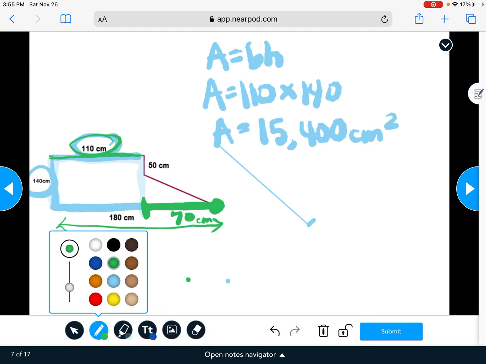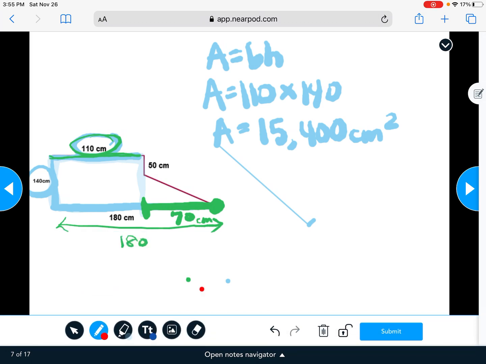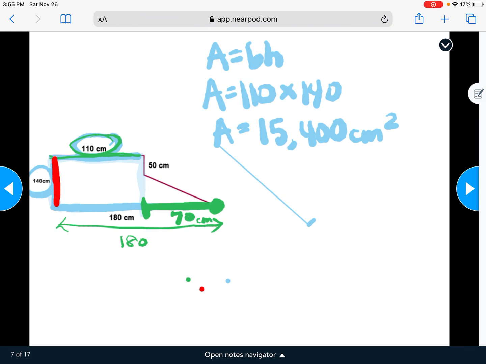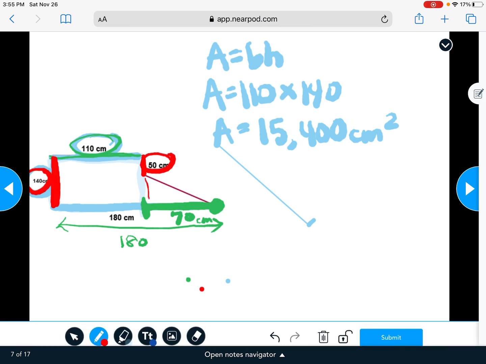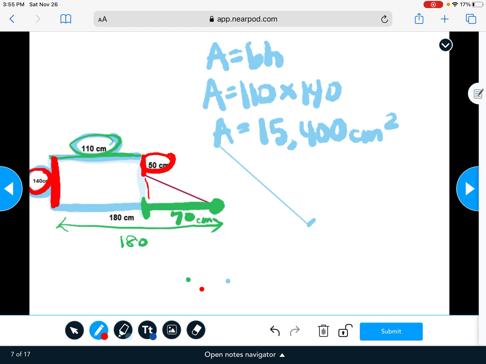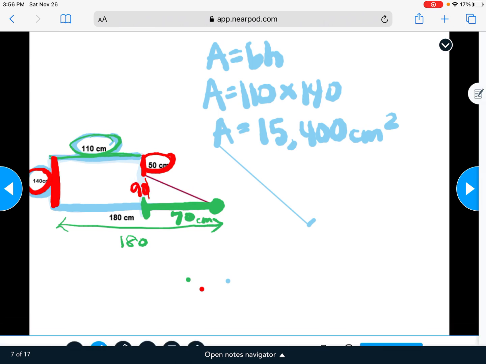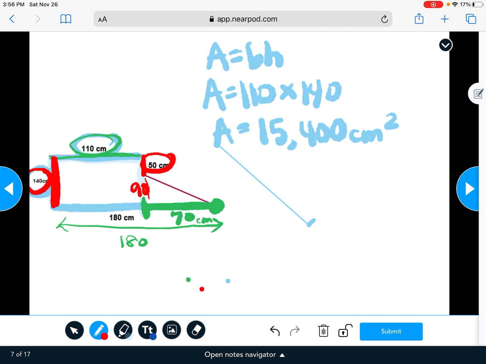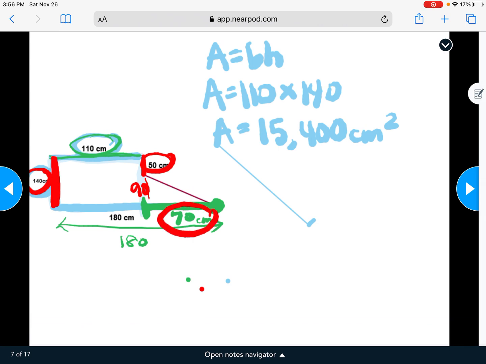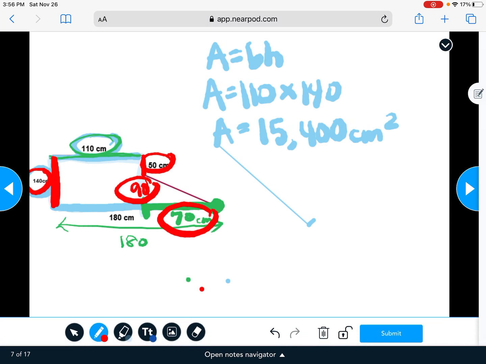Now I need to get the height of my triangle. Change this to red. So if this entire height over here is 140, and this little part here is 50, if I need to get this part of the triangle, the other height, I need to subtract 140, the total height, minus 50, which is going to give me 90 for the height of the triangle. So now I have a base of 70 and a height of 90.